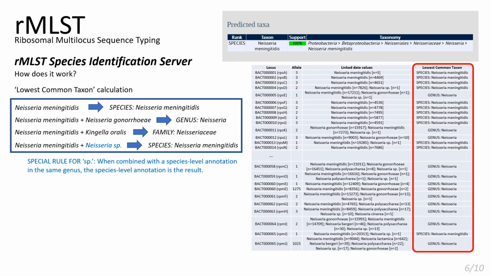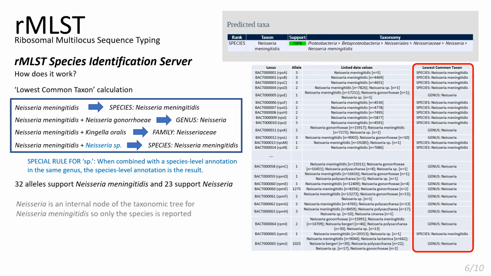There is one rule exception, and that is to handle species annotations ending in sp. When combined with the species level annotation in the same genus, the species level annotation is the result. In this FAM18 example, 32 alleles support Neisseria meningitidis and 23 support the genus node Neisseria. As Neisseria is an internal node within the taxonomic path to reach Neisseria meningitidis, only the species level is reported, as highlighted in this red box.